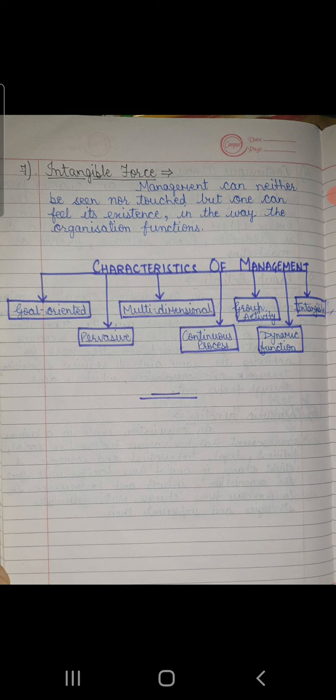Let's have a quick look once again at all these features. Number 1, management is goal oriented. Number 2, management is all pervasive or universal. Number 3, management is multidimensional as it includes management of work, management of people, and management of operations. Then management is a continuous process because each and every manager in an organization is continuously engaged in managing its activities and the activities of its subordinates. Then management is a group activity. Management is a dynamic function. And last but not the least, management is an intangible force which cannot be seen or touched, but it can be felt if the organization's employees are satisfied and happy, if there is orderliness in the organization, and the targets are achieved according to plans.